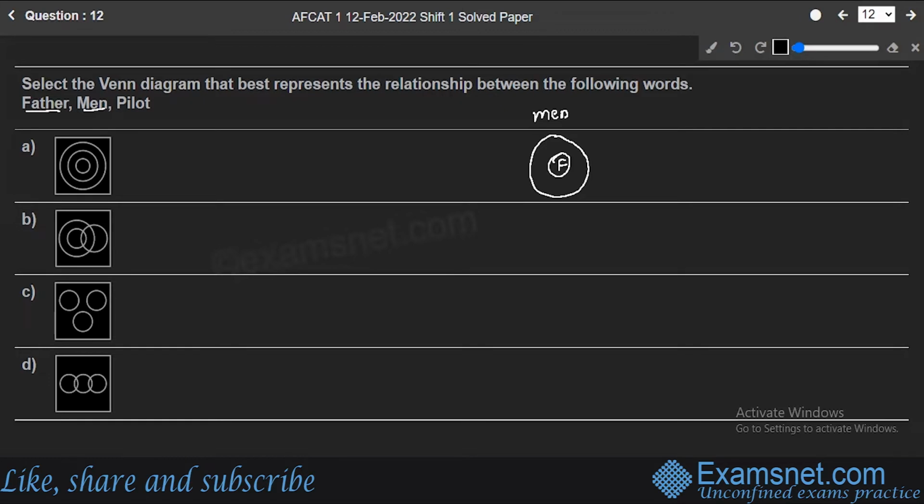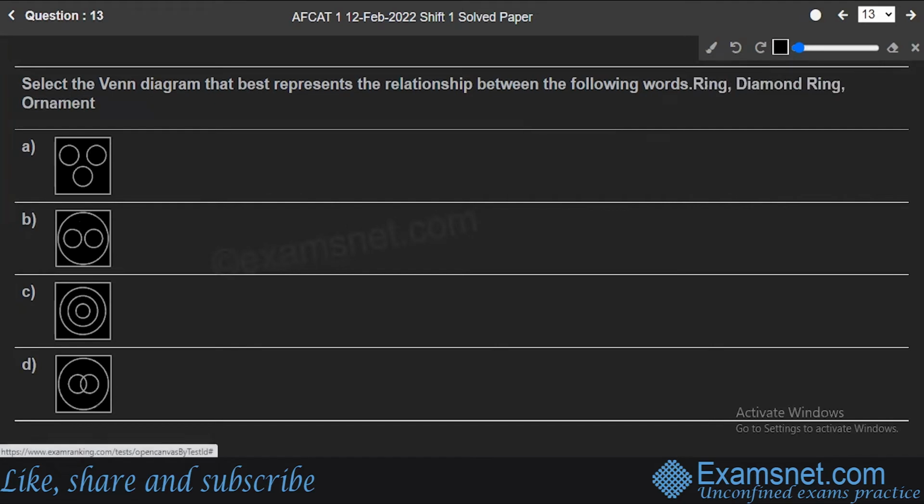And there are some fathers who are pilots also. So I'll make another entity over here, this one. This represents pilots. This particular section represents those men who are fathers as well as pilots. Correct. So that means all fathers are men, some pilots are fathers, and some pilots are not fathers, they are only men. So see, this option B is representing this situation absolutely clearly. I hope this is clear.